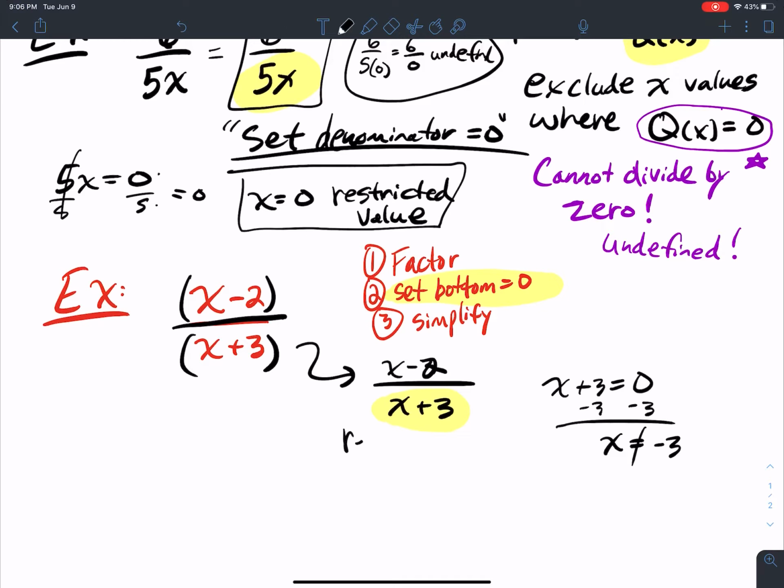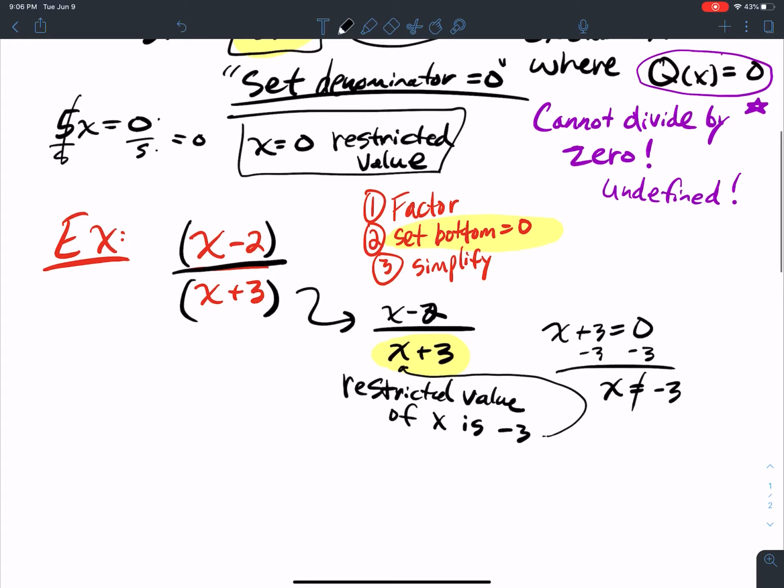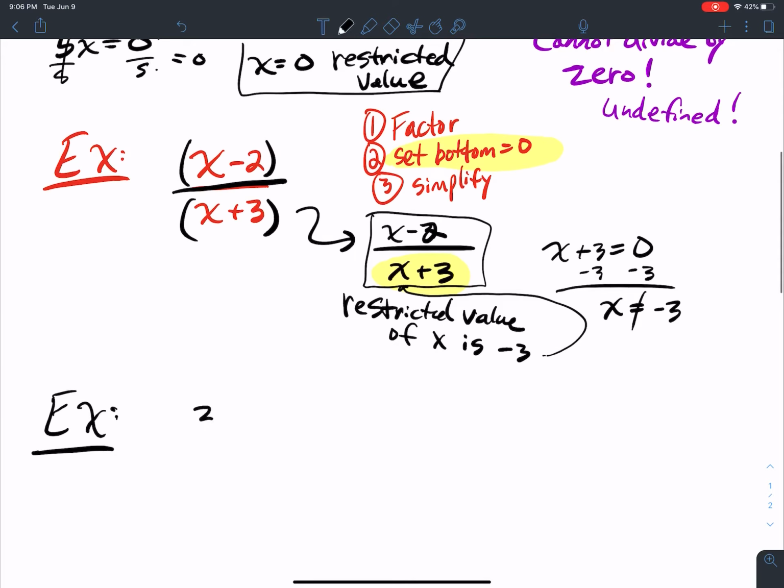So the restricted value of x is -3. If I plug in a -3, what happens? I end up dividing by 0 in this expression here, and that's what I want to avoid. Let's try one where we might actually use something. All right, 3y over 5y squared minus 2y.